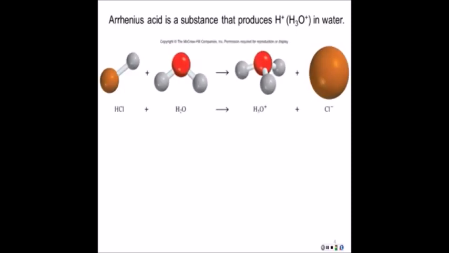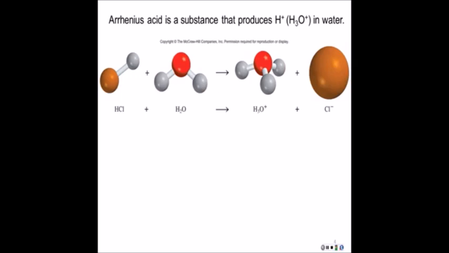Now there are a couple of different theories that we have about acids and bases, so we're going to go over them one at a time, and they're named from the people that came up with them. So the first one is by Svante Arrhenius. So we call it Arrhenius acid. So a substance that reacts with water and produces hydrogen ions in the water.